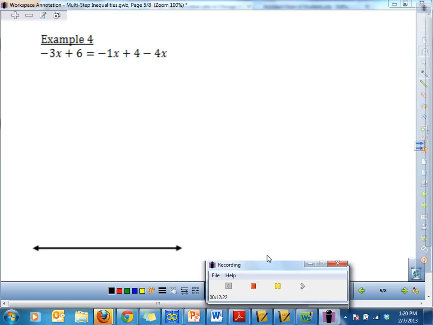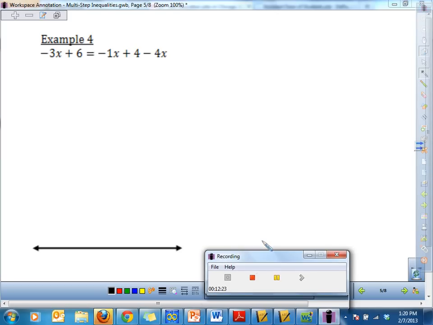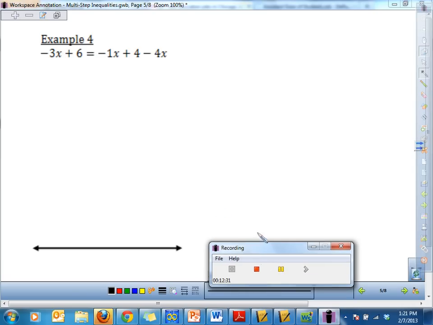Alright, for this next example, I want you to go ahead and pause the video and try on your own. Remember to simplify both sides before you move any variables around. Alright, so the first thing I want to do is draw a line on my equal sign. So I have negative 3x plus 6 equals negative 1x plus 4 minus 4x.